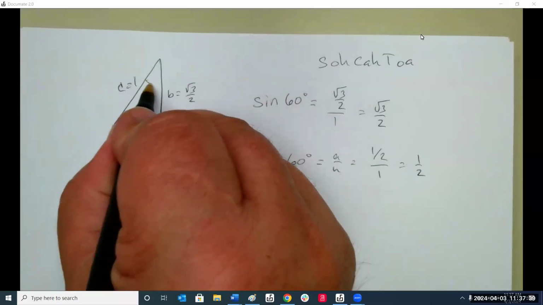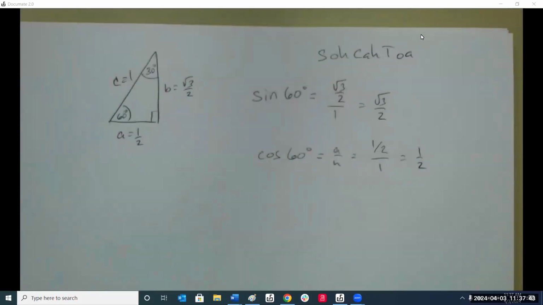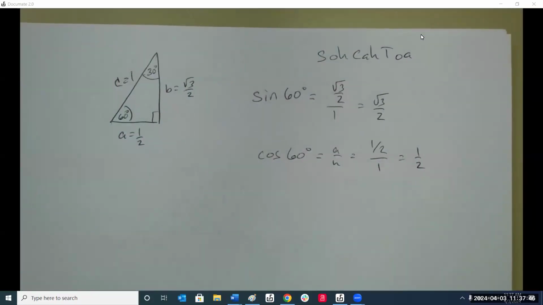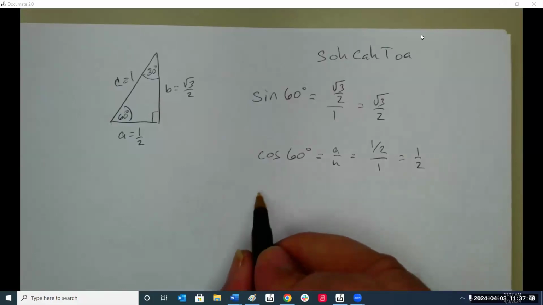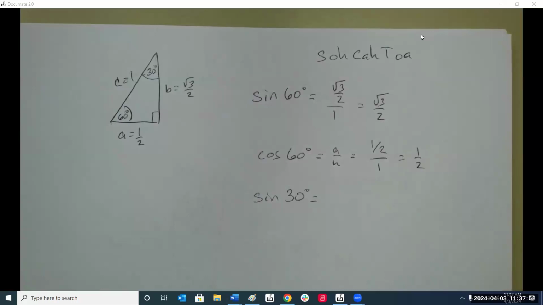We can do the same thing now for 30 degrees. So the sine of 30 degrees is what?